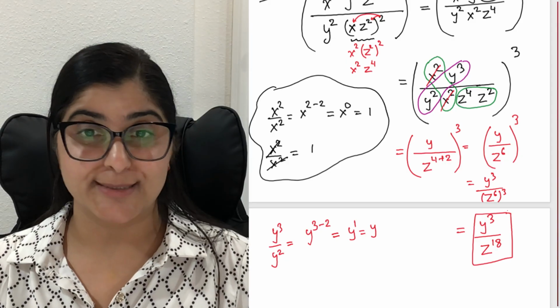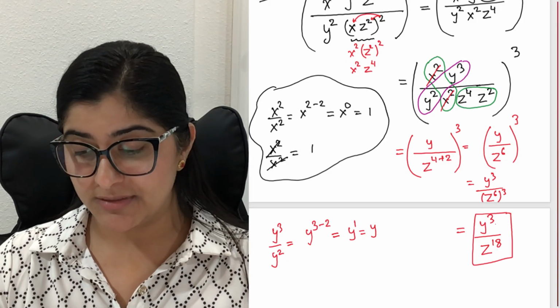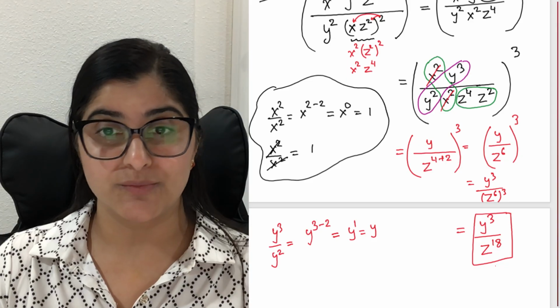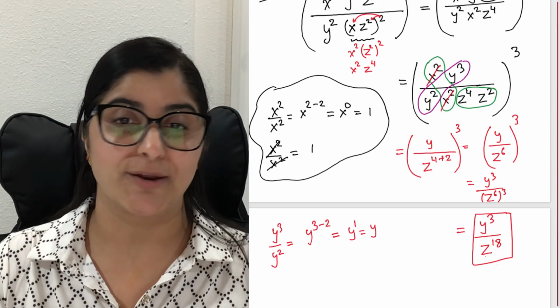Now we cannot cancel out anything. We cannot combine any two terms, because now we are left with only two terms, one in the numerator, one in the denominator, and they have different bases. We cannot combine them.